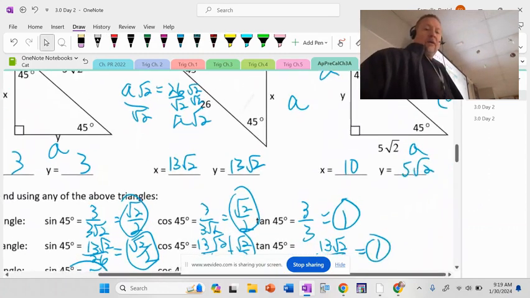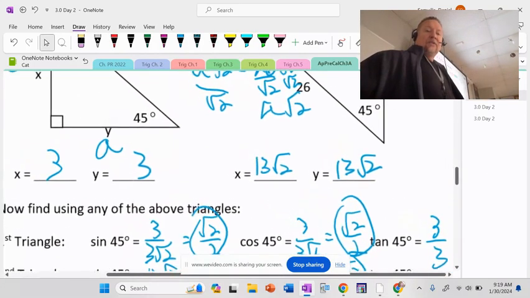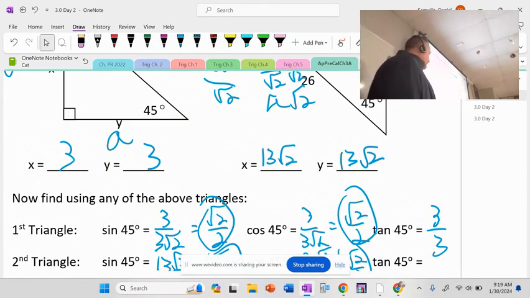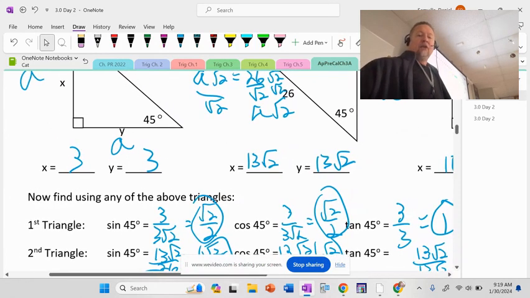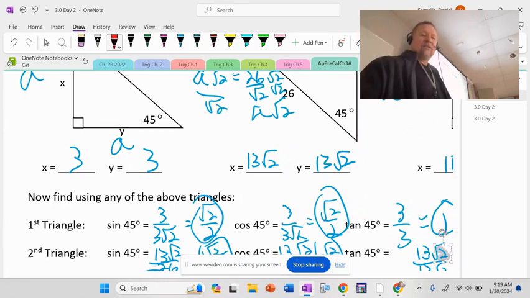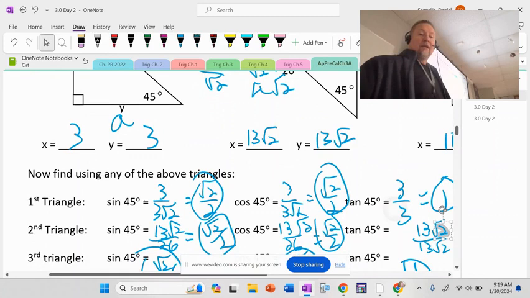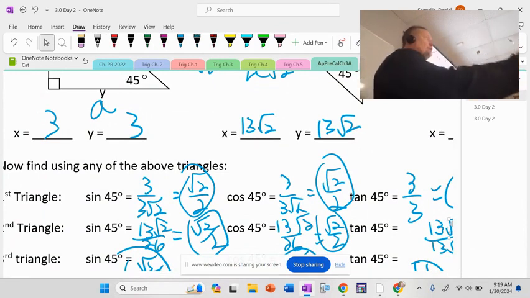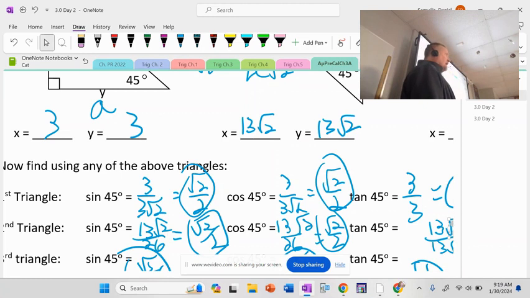And then the same thing happens for cosine of 45 because the adjacent and the opposite sides are equal. So I get the same thing. And then tangent's really easy. You just get 3 over 3, which is 1. And lo and behold, this was the connection I wanted you to make. You go to the next one, which is 13 root 2 for the adjacent and the opposite sides. So when I do sine of 45 in that triangle, I get 13 root 2 over 26. 13 over 26 is 1 over 2. I get the same answer.